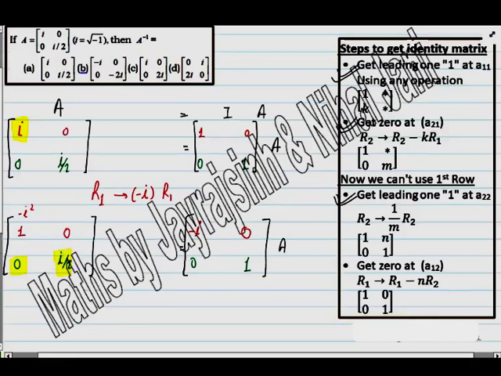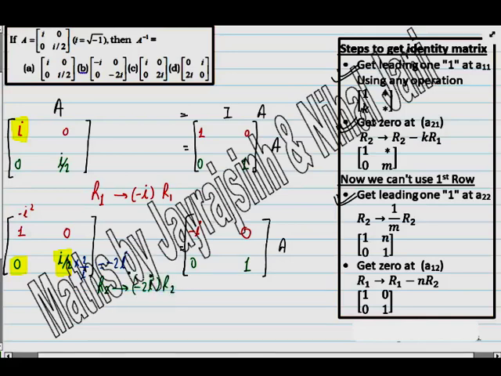We should multiply by the reciprocal of this part, right? Or we can say we have to multiply by 2 by i, so it will become 1. Okay, but what do you mean by 1 by i? It's actually minus i. That means we have to multiply by minus 2i, or we can say we have to take the operation R2 gives minus 2i R2.